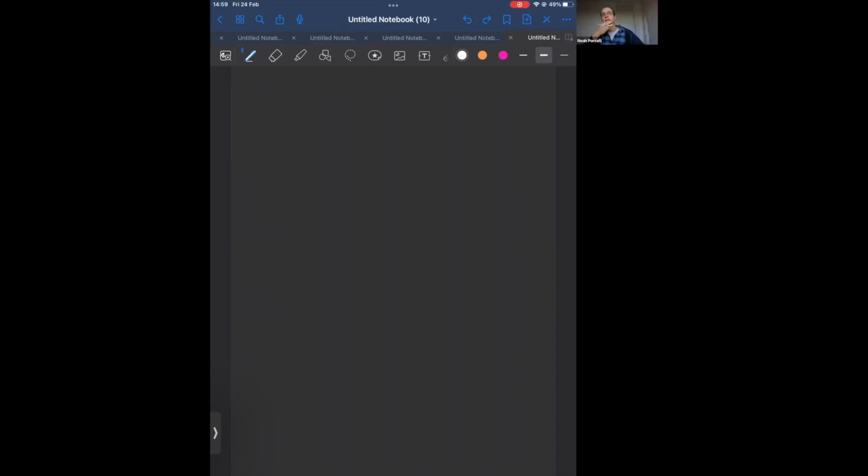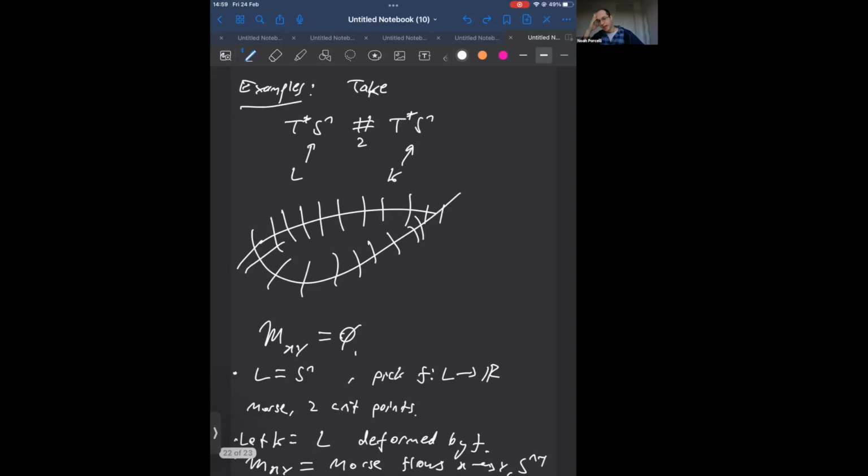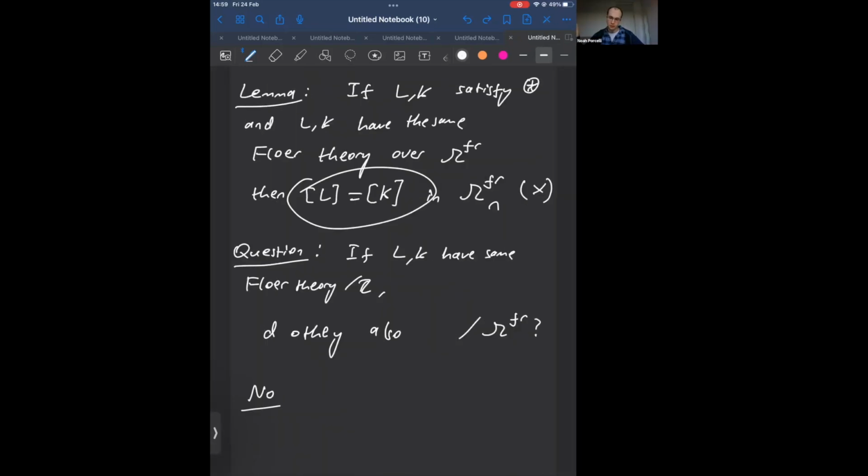Yeah, that's a good question. I don't know any actual counterexamples. The reason I say no to this question is, like you say, I can take L and K to be the same Lagrangian with different extra data, which is a slightly silly example. But any real counterexamples, I don't know.